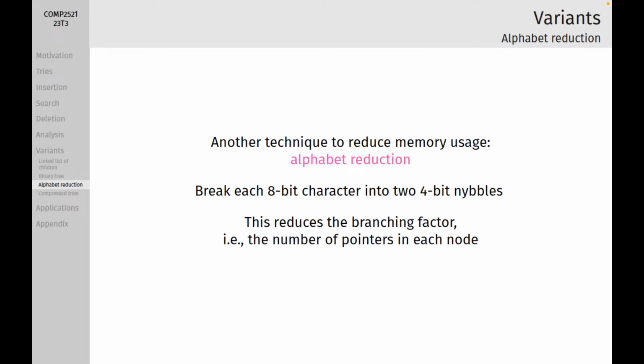Okay, so here is another technique, and this is called alphabet reduction. One example of alphabet reduction is to take each 8-bit character and break it into two 4-bit nibbles. Nibbles is a real term, and you can look it up. It actually means a 4-bit value, I think. The benefit of alphabet reduction is that it reduces the branching factor, so that means it reduces the number of pointers in each node.